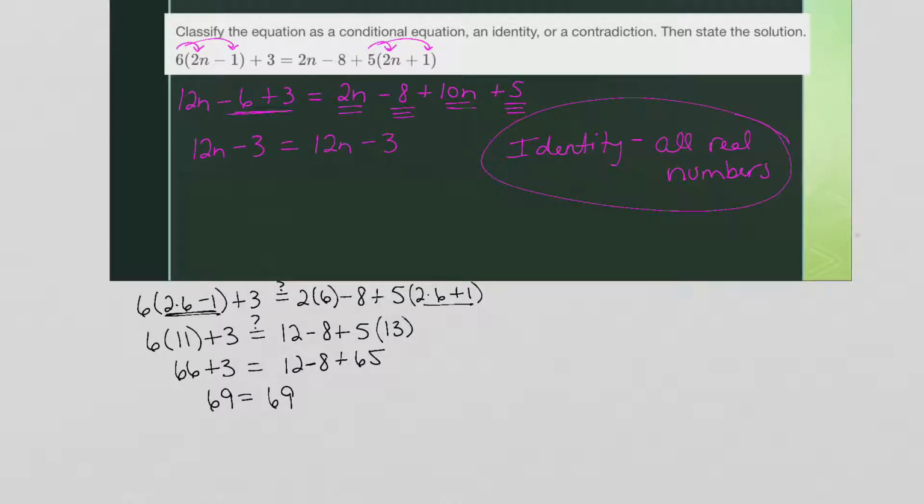Let's pick another number. How about we pick negative 10. Let's try negative 10 out. And again, just pulled that number out of the air. So I've got 6 times 2 times negative 10 minus 1 plus 3 equals 2 times negative 10 minus 8 plus 5 times 2 times negative 10 plus 1. All right, so now let's do math. So 2 times negative 10 is negative 20. Negative 20 minus 1 is negative 21.